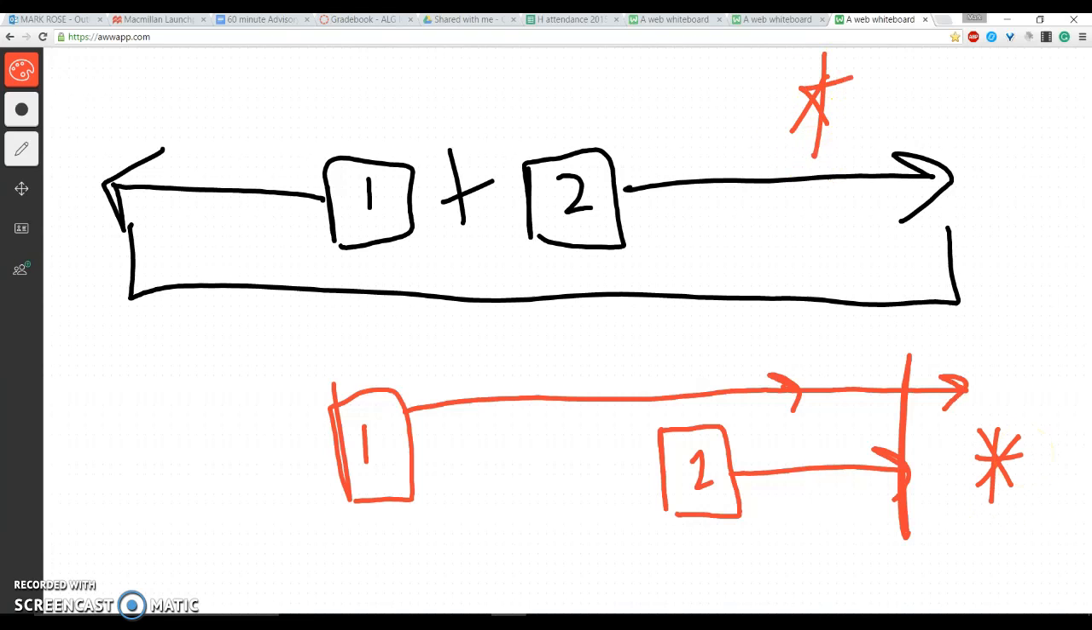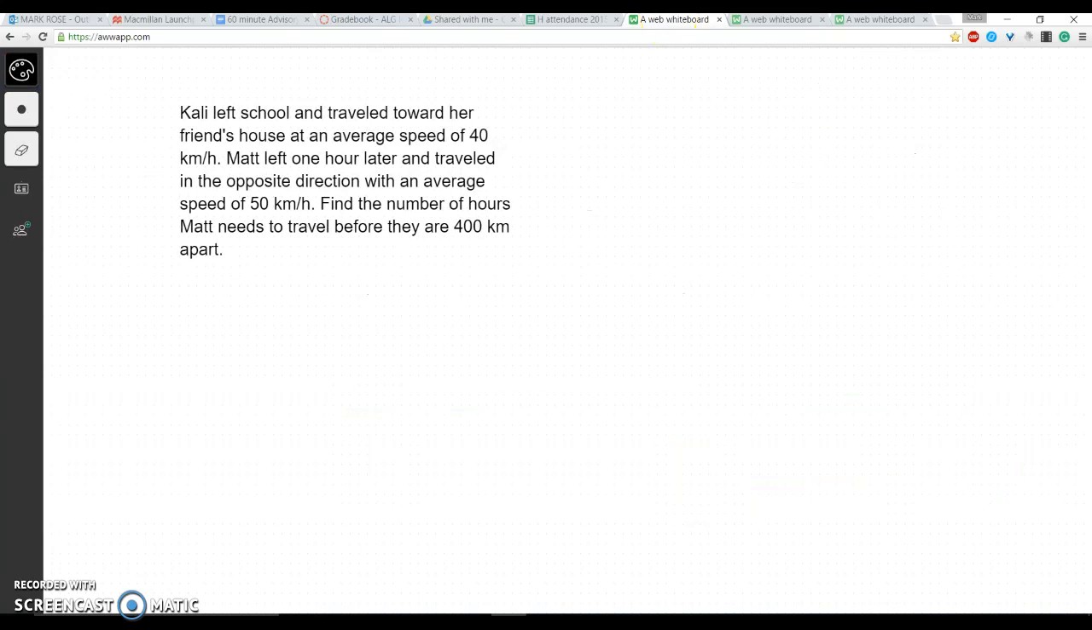So let's see some of these word problems and see what we can do with them. Here's the first one. It says that Callie left school and traveled towards her friend's house at an average speed of 40 kilometers per hour. Matt left 1 hour later and traveled in the opposite direction with an average speed of 50 kilometers per hour. Find the number of hours Matt needs to travel before they are 400 kilometers apart.